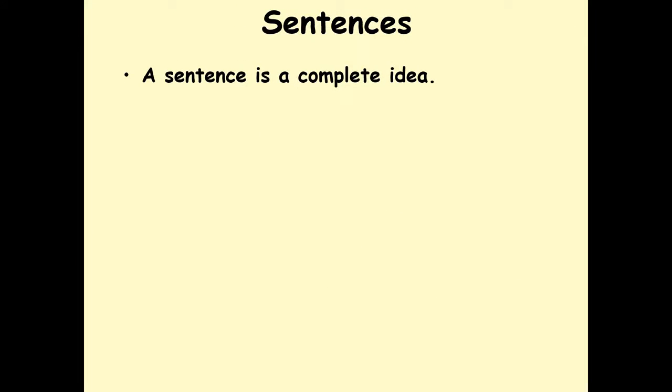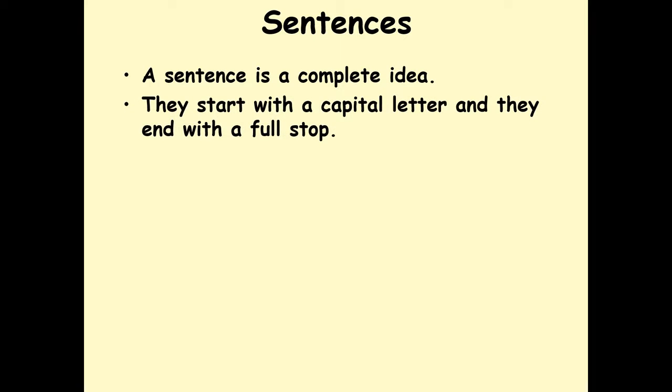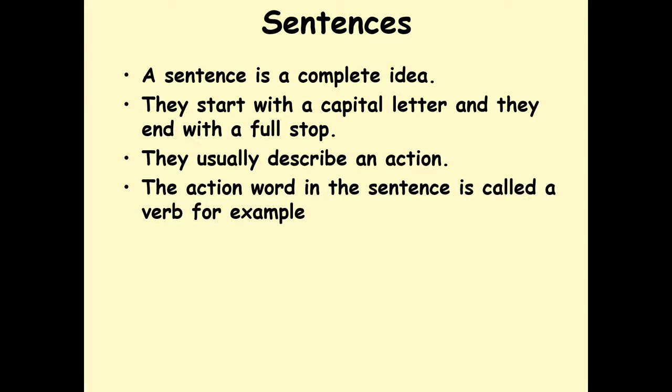A sentence is a complete idea. So for something to be considered a sentence, it has to be a complete idea, a complete thought. They start with a capital letter and they end with a full stop or an end stop. So it could be an exclamation point, it could be a question mark at the end. They usually describe an action, and the action word in the sentence is called a verb.